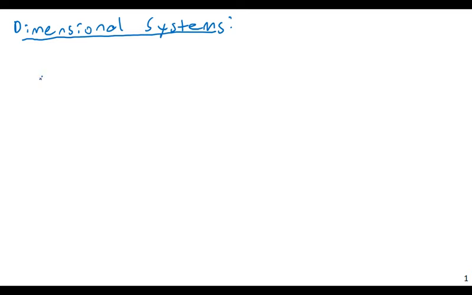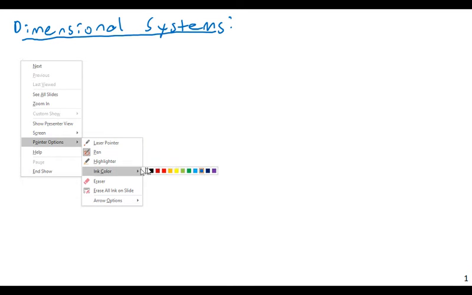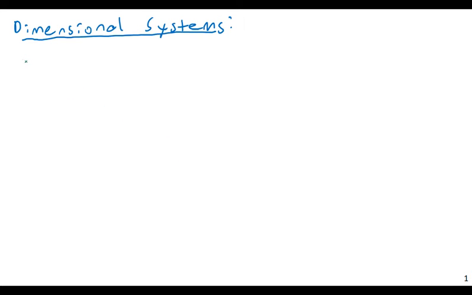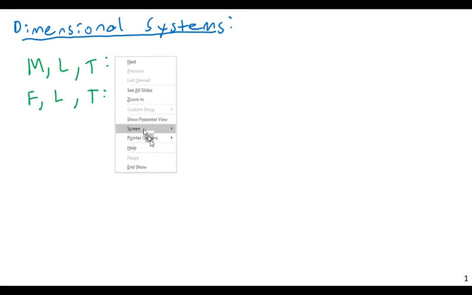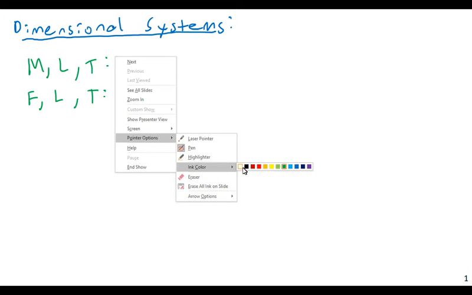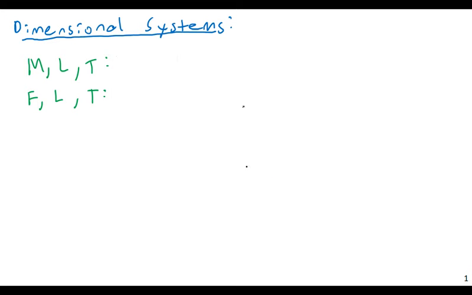When I say dimensions, I want to talk about two systems. I'm going to talk first about the MLT system, and then the FLT. These are our two main ones, although we could define dimension systems using anything. The MLT is mass, length, and time, and FLT is force, length, and time.